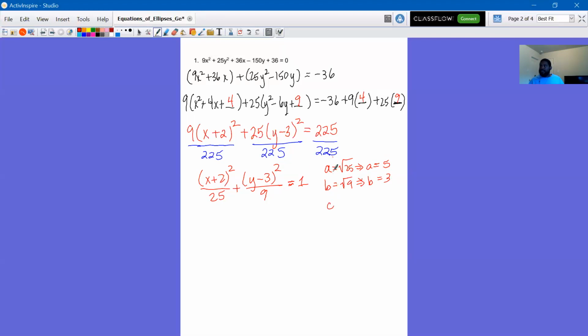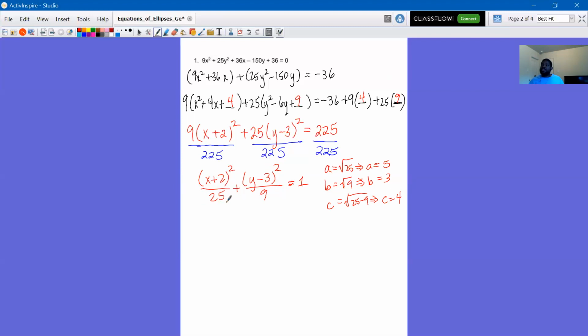And C would be square root of 25 minus 9, which is going to give you square root of 16, which is 4. And so now we're ready to describe the ellipse.